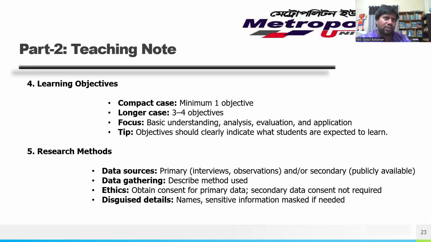And finally, disguised details. It means that if a protagonist does not want to show their name or mention it properly, for example if the protagonist's name is Mr. Peter and he does not like to provide the full name, you can use only the letter P. So it is called a disguised name.